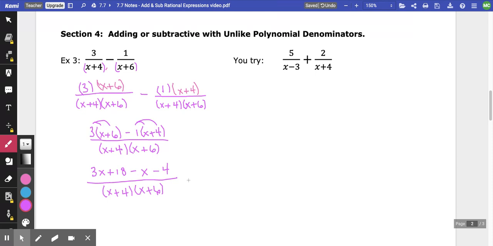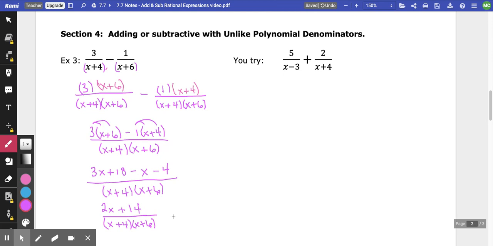Now finally, in the numerator, I can combine my like terms. I've got 3x minus x. Those are alike, so 3x minus x would be 2x. Then I've got 18 minus 4, which would be a positive 14, so I'm going to write plus 14. And then on the bottom, I have (x + 4)(x + 6).